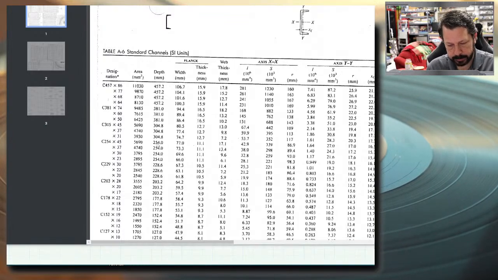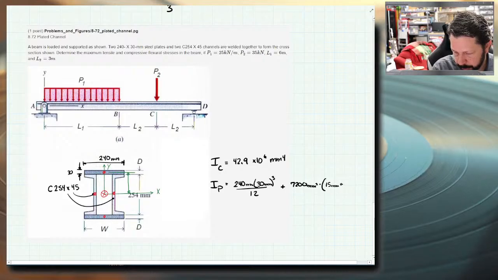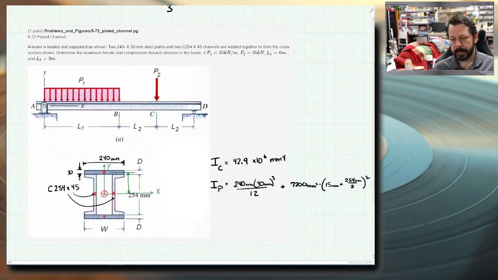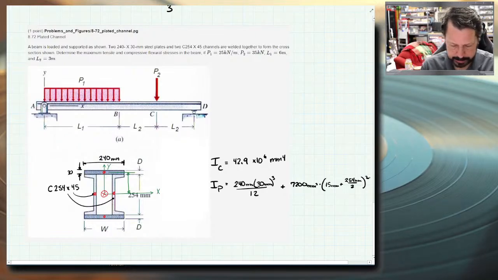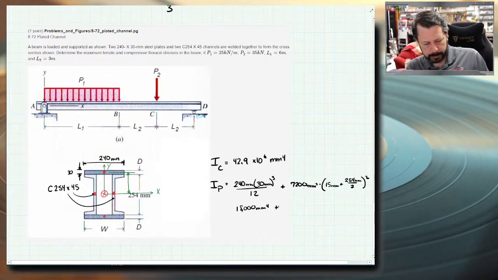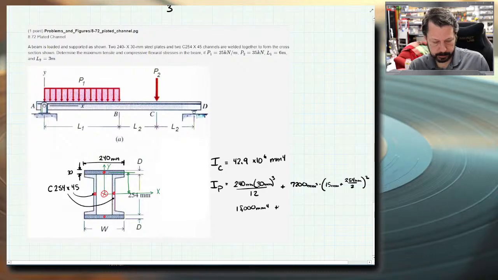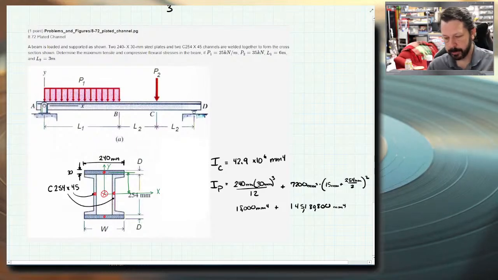So that's an easy thing. That means this distance is going to be 15 millimeters plus 254 over 2 millimeters, squared. Now all we have to do is the math. 30 cubed times 240 divided by 12 is 18,000. Plus this number, 254 divided by 2 plus 15, squared, times 7,200, a giant number, 145,180,800. So 145 million millimeters to the fourth.